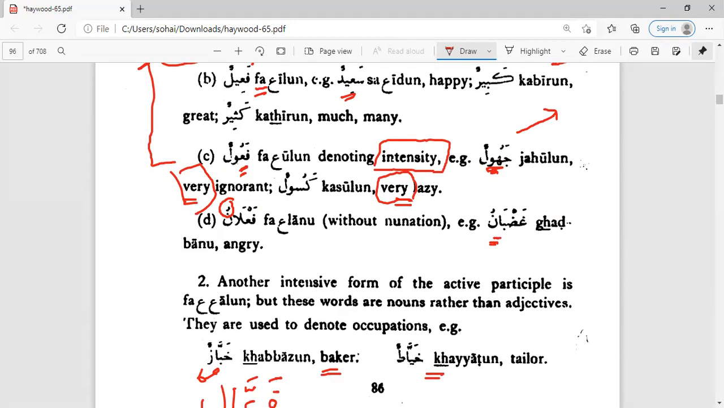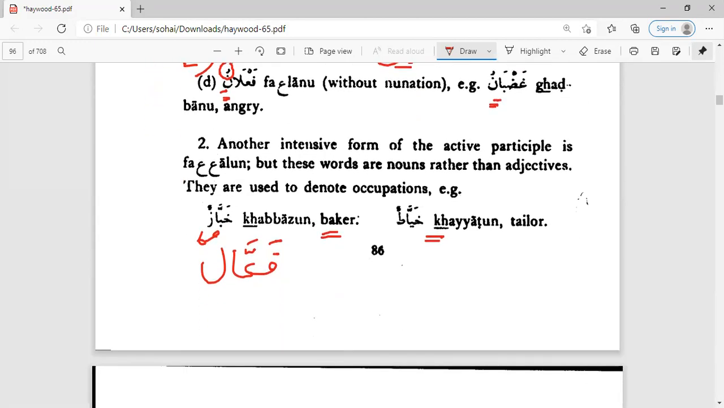And then fa'lanu is another scale, which is diptote because it has one haraka, one vowel, even though it doesn't have alif lam. So ghadbanu, for example. And then we said fa'alun is the scale for professions, occupations, and these words take sound plurals, like khabbazun means baker. If you want to say plural, khabbazuna in nominative, khayyatun khayyatuna. Or if you want to say feminine, you say khayyatatun, khabbazatun.